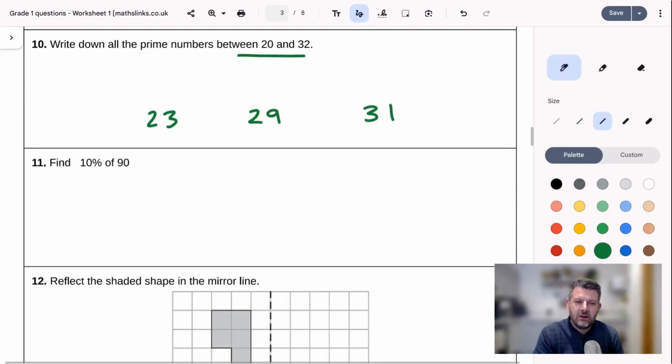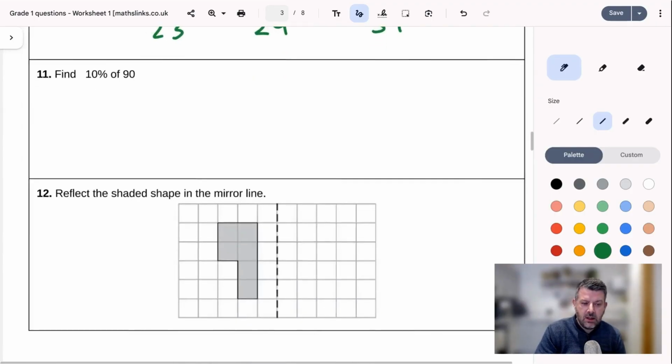The reason they're prime is they only have 2 factors. The only numbers that go into any of them are 1 and themselves. That's what makes them prime. So probably a bit harder than a 1-mark question there.